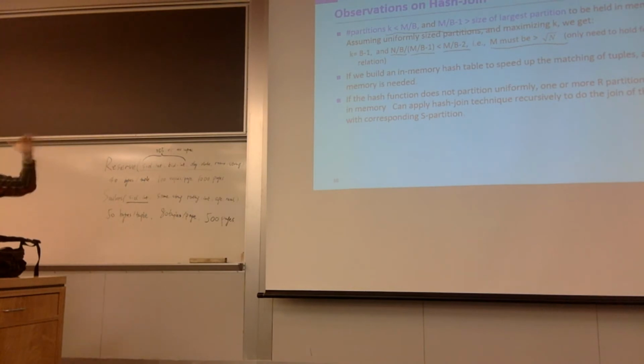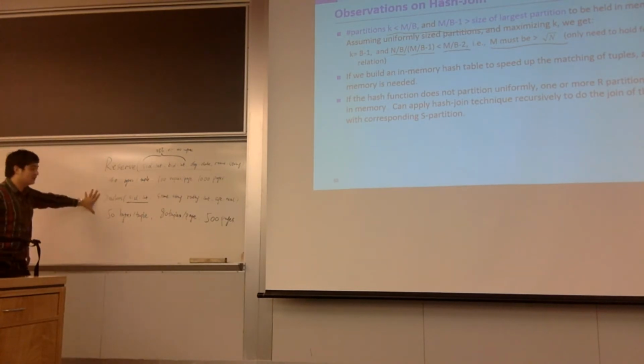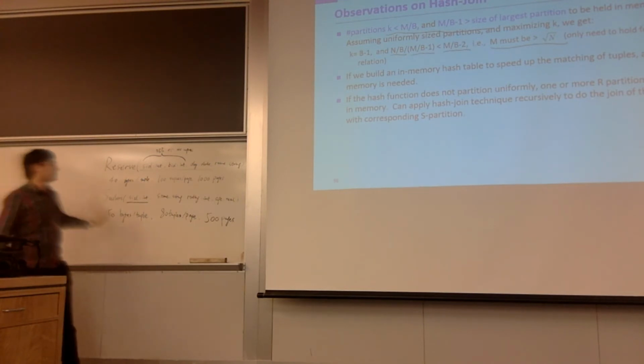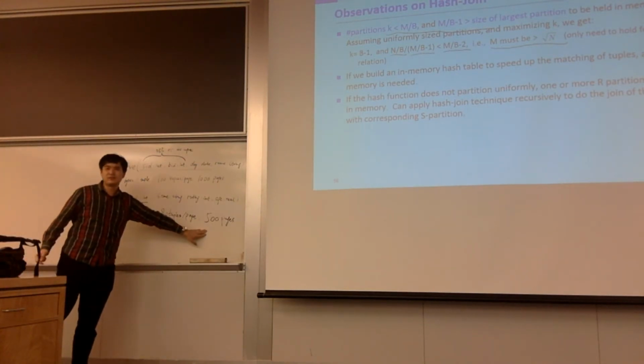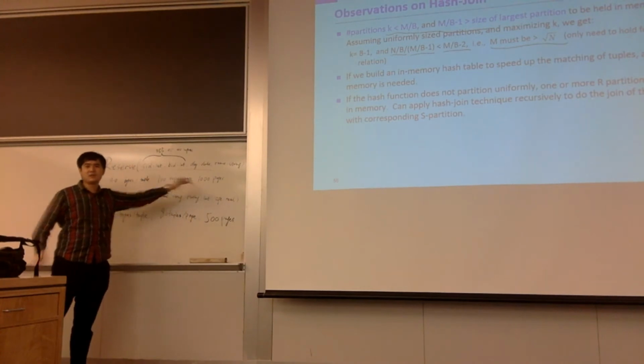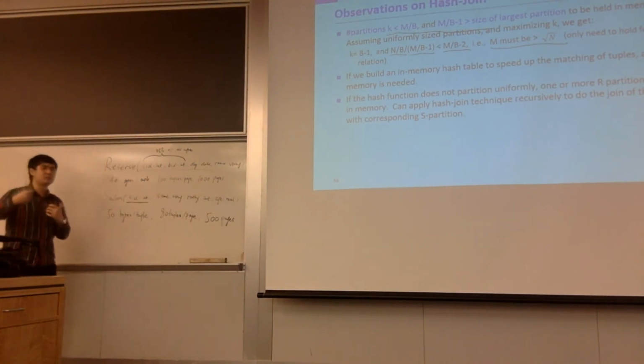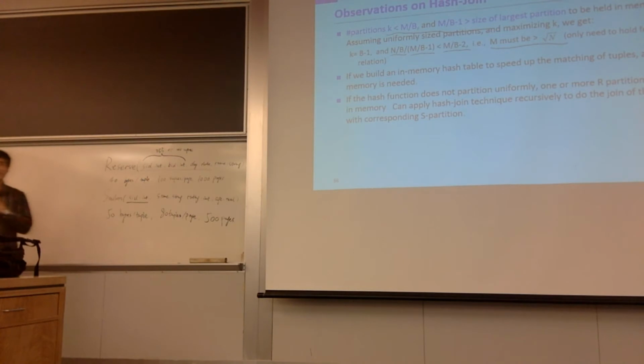Also, when you are comparing, you just need to compare m with the smaller one of your tables. Suppose you are joining reserve and sailors here. You only need to determine whether m is greater than the square root of 500 instead of 1,000, because in the second pass, you only need to build a hash table for the smaller partition. So that's one.